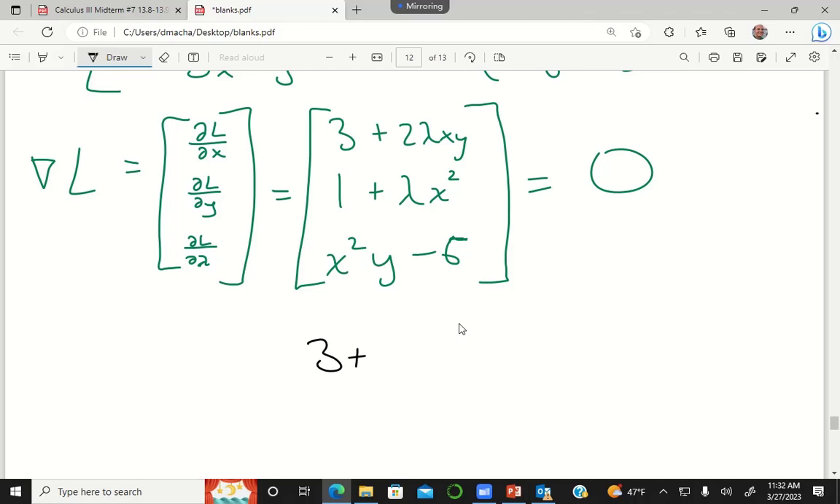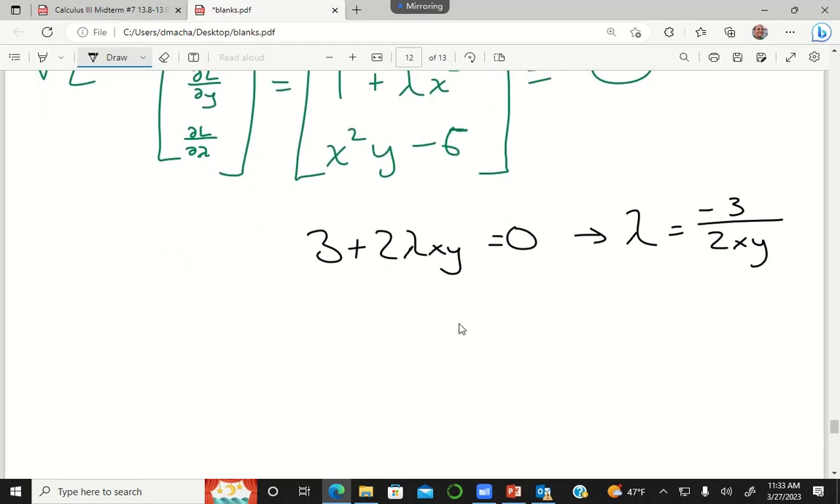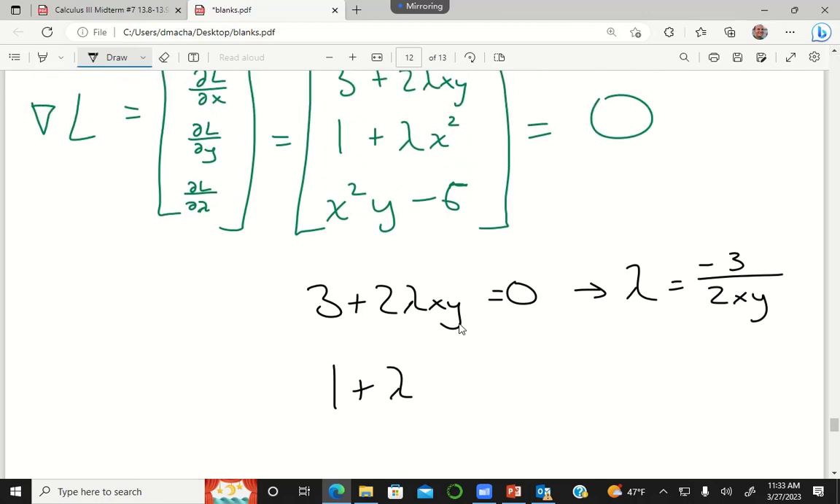So I have the equation 3 plus 2 lambda xy equals 0. Let me rearrange that and solve for lambda. Lambda equals negative 3 over 2xy. My second equation is 1 plus lambda x squared equals 0. So that means lambda is equal to negative 1 over x squared.